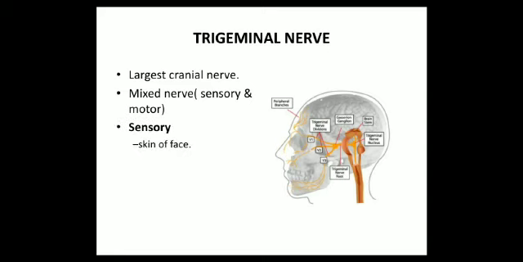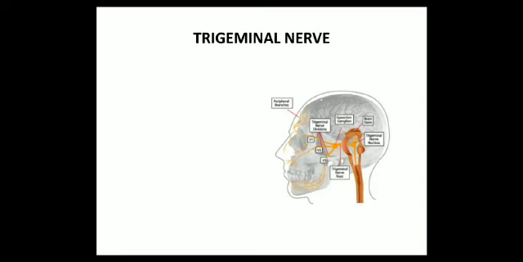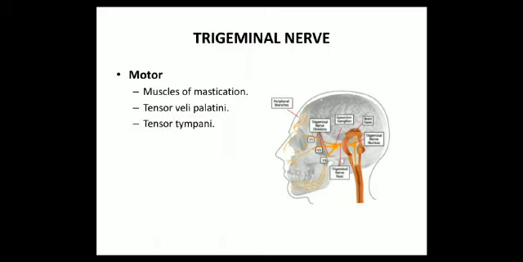The sensory part supplies the skin of the face, mucosa of cranial viscera except base of tongue and pharynx. The motor component supplies the muscles of mastication, the tensor veli palatini, the tensor tympani, anterior belly of digastric and the mylohyoid muscle.